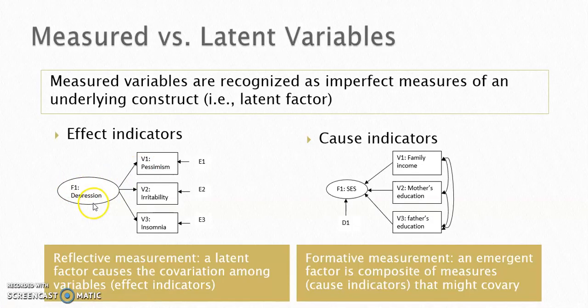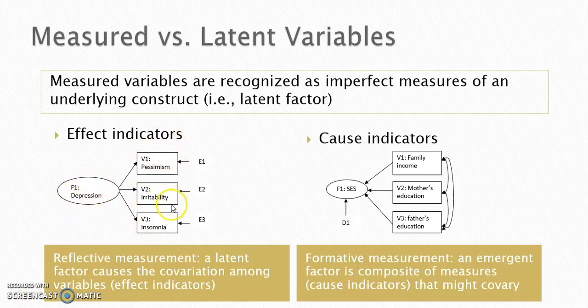This diagram shows a very simple CFA model. It has one underlying factor and three observed indicators. The direction of the lines makes it clear that the underlying factor is the cause of the variations observed in those variables. That is, we hypothesize that people with depression will show signs of pessimism, irritability, and insomnia. Observed variations in those three behavioral symptoms are caused by the level of depression.